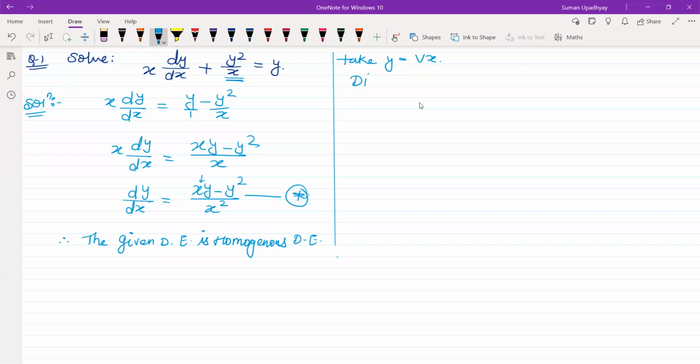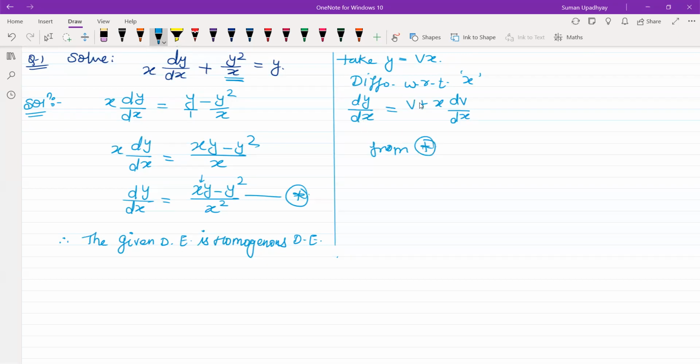Then next step, differentiate this with respect to x. So what will happen with the left hand side? The left hand side will become dy by dx, and the right hand side will be v plus x into dv upon dx. So all these substitutions we are going to substitute in equation number star.